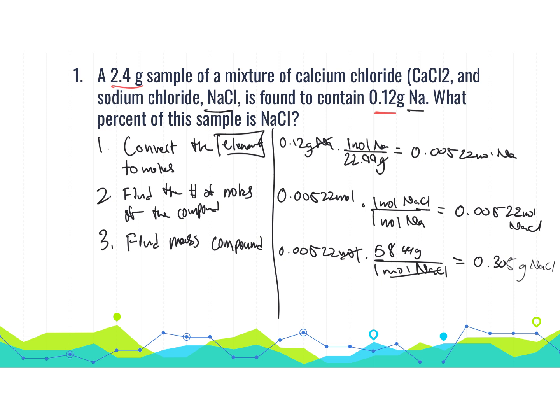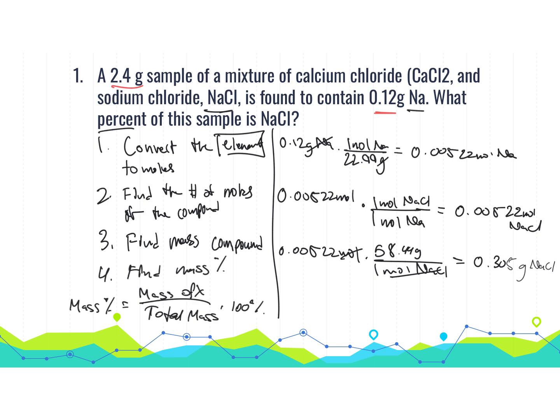So now we have our grams of sodium chloride, but remember we're being asked for the percent of sodium chloride in the sample. And so step 4, which if you remember from a previous topic, we find the mass percent, which the formula for that is mass percent is equal to mass of X, whatever you're interested in, in this case it's sodium chloride, over the total mass, times 100% to get our percentage.